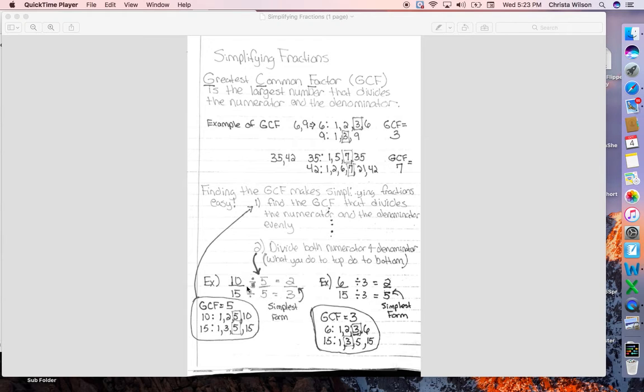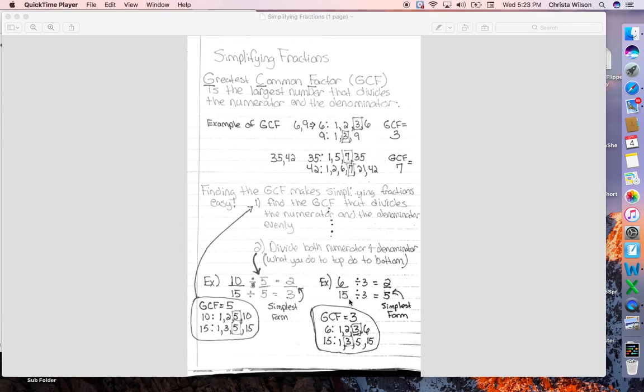So for instance, 10/15. I did a GCF chart down here. I did all the factors of 10, and I did all the factors of 15. What is the greatest common factor they have? It's 5. So now we divide 10 by 5 and 15 by 5, because remember, whatever you do on the top, you do on the bottom. When we divide that, we end up with 2/3, where 2 is in its prime form and 3 is in its prime form. So now it is in its simplest form. It can't get any smaller.